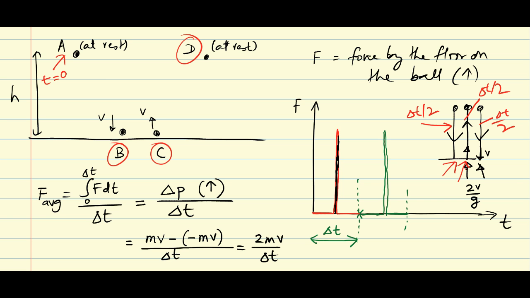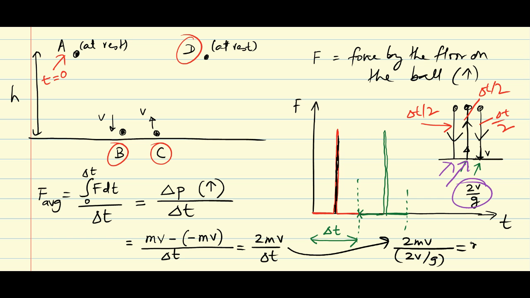And whether you consider the process from this point up to this point, or from this point to this point, the time required is still going to be delta t, the same. So we know that delta t is 2v by g. I'll just substitute it in the denominator. So what I get is the average force is 2mv divided by delta t, which is 2v upon g, and this turns out to be mg in the upward direction.